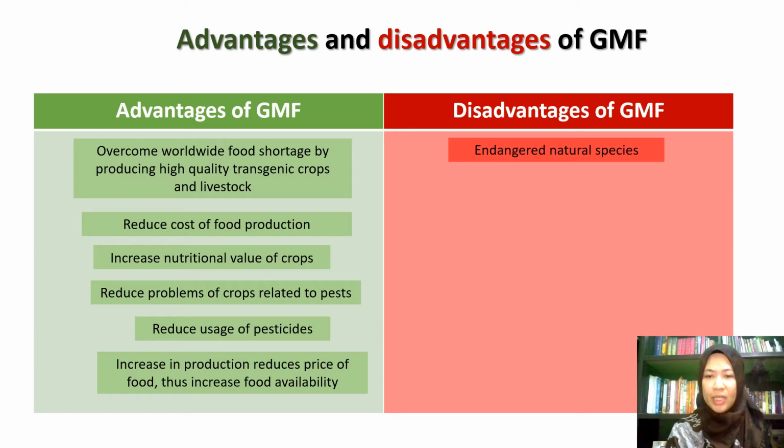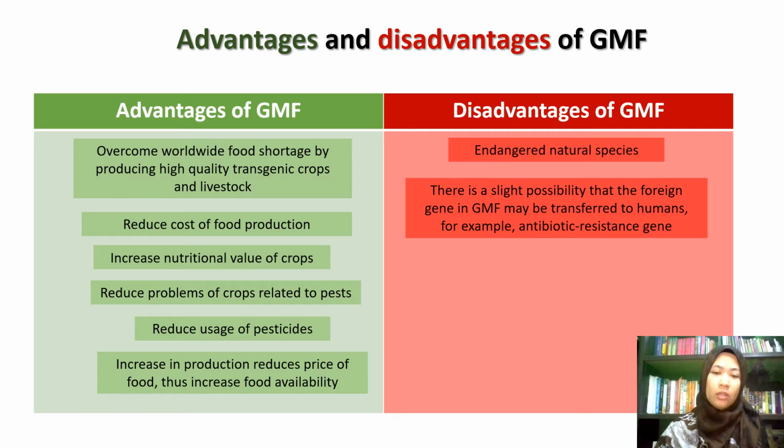Okay, for disadvantages, for sure this one, endangered natural species. Okay, the natural one will become extinct. Okay, so there is a slight possibility that the foreign gene in GMF may be transferred to humans. So when we eat the GMF, there are possibilities that the genes will be transferred to our body cell. For example, antibiotic resistance gene.